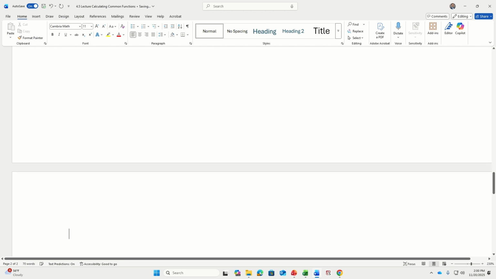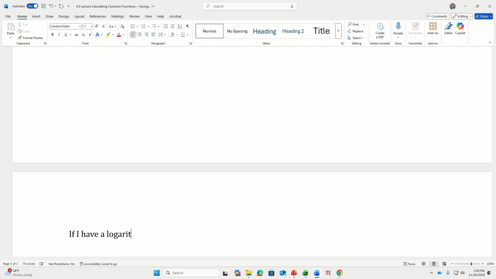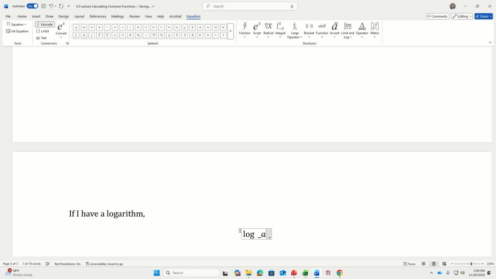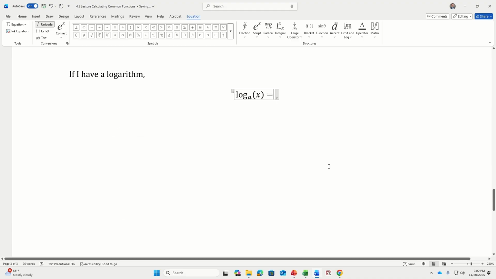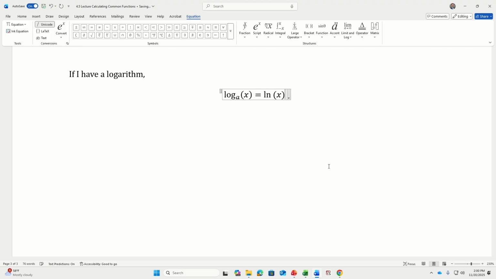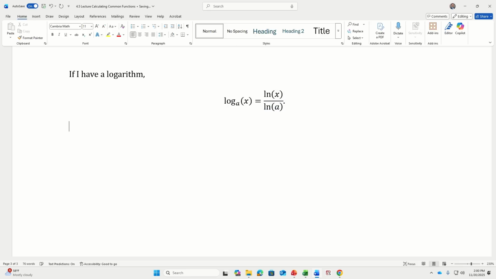If I have a logarithm, like if I want to calculate a logarithm with some base a of x, this is the same thing as the natural log of x divided by the natural log of a. Do you guys know why that is? No? Okay, I'm looking at Becky's face and I'm getting a no.